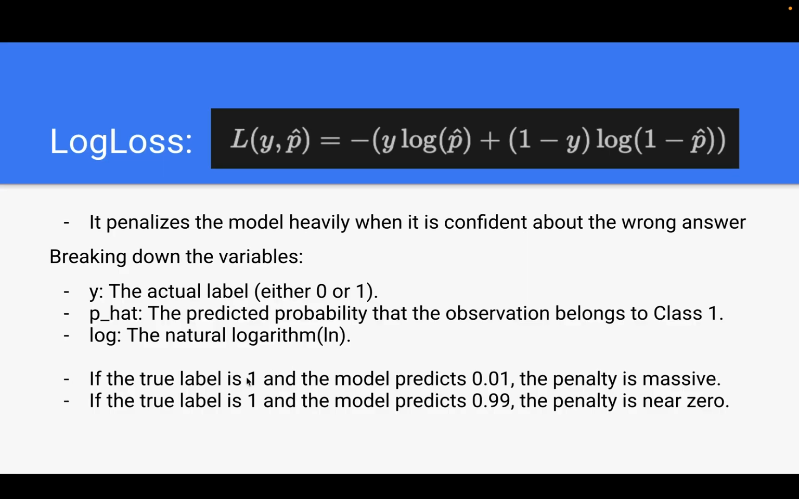So if the true label is 1 and the model predicts 0.01, there is a drastic difference between the prediction and the true label. So the penalty is massive. If the true label is 1 and the model predicts 0.99, then the penalty is nearly 0 because it is almost close to the true label.